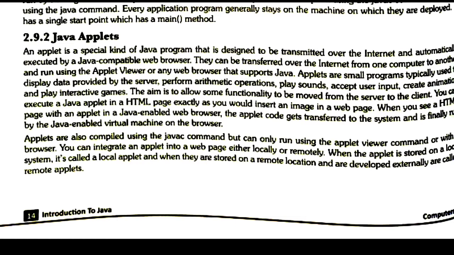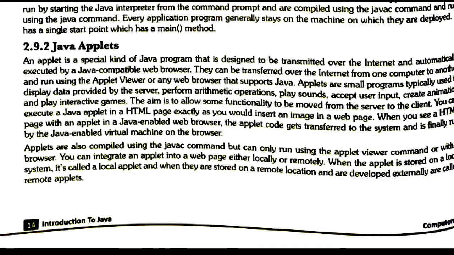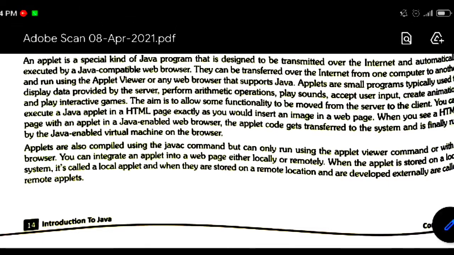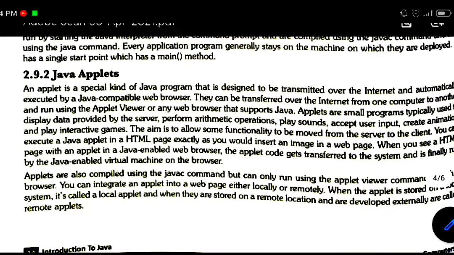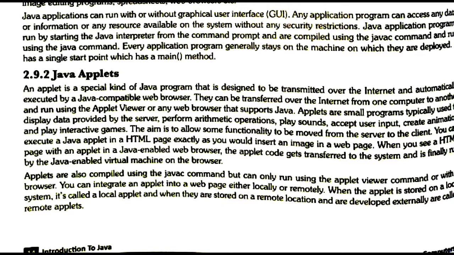Java applets are small applications, and these applications are embedded inside a web page, and with the help of a web browser that supports Java, in which Java is enabled, that web browser can run the application inside a web page. Whatever application is running inside a web page with the help of a web browser is called a Java applet. I hope you have understood.